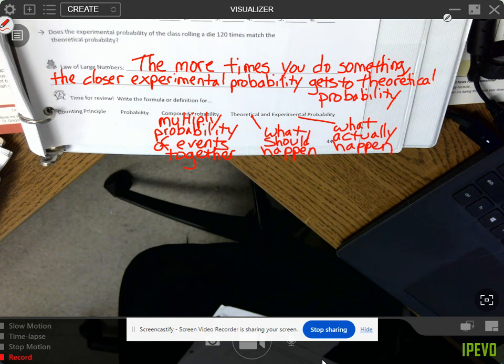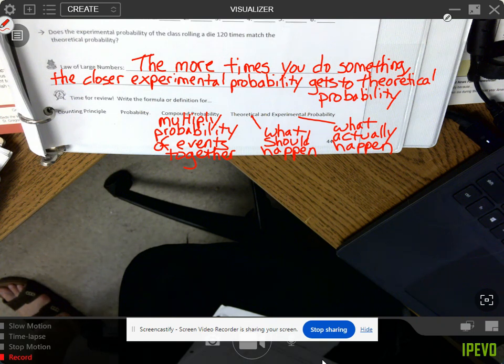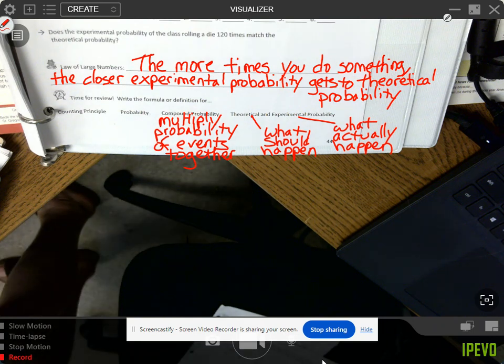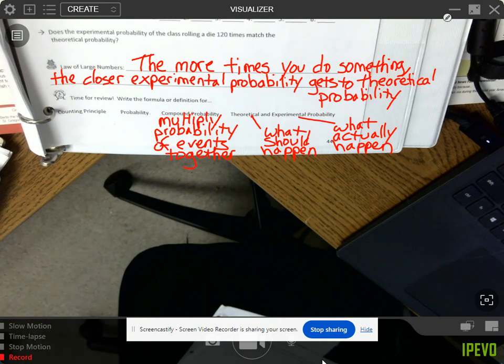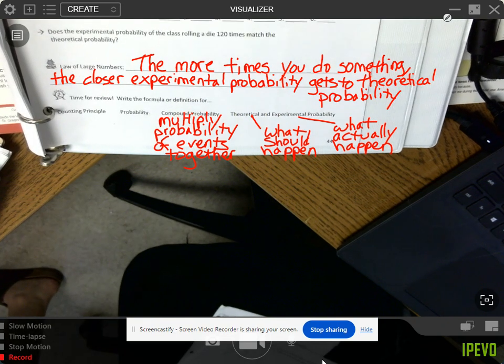Theoretical is what should happen. You should flip heads and tails 5 and 5, equal amount of times. What actually happens is, ooh, I flipped 8 heads and 2 tails. I flipped 6 heads and 4 tails. So experimentally doesn't always match up with theoretically. How do we get it closer to matching? Amanda? By doing it a lot more times.